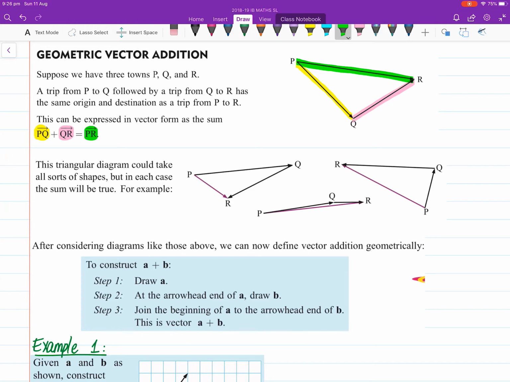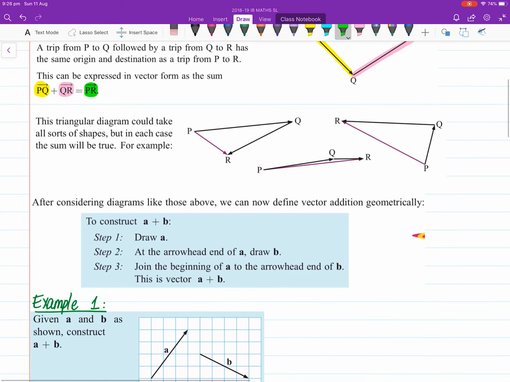So we usually want to put them into triangles if we can. Other shapes will work as well, but normally we're doing triangles. But always the sum of all the vectors ends up being from the tail of the starting point to the tip of the arrow of the ending point. So here are some examples for you drawn on the side here. But let's do an example ourselves.